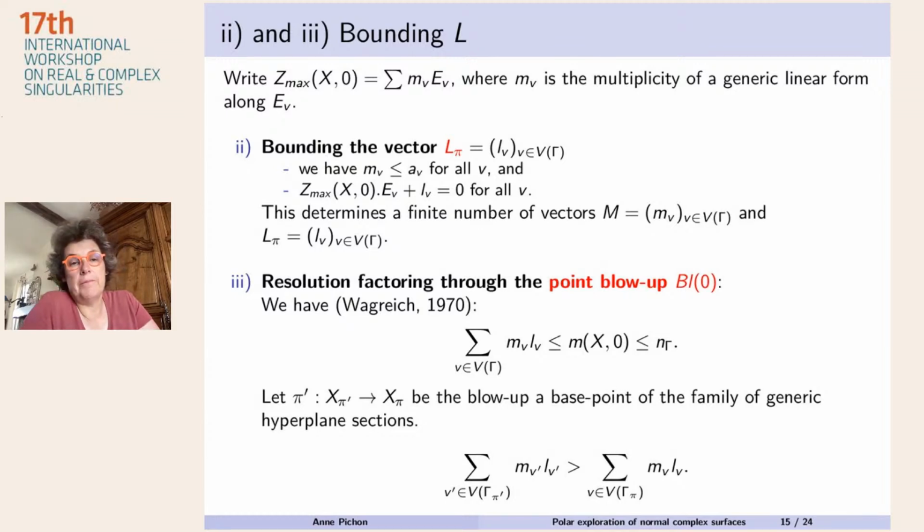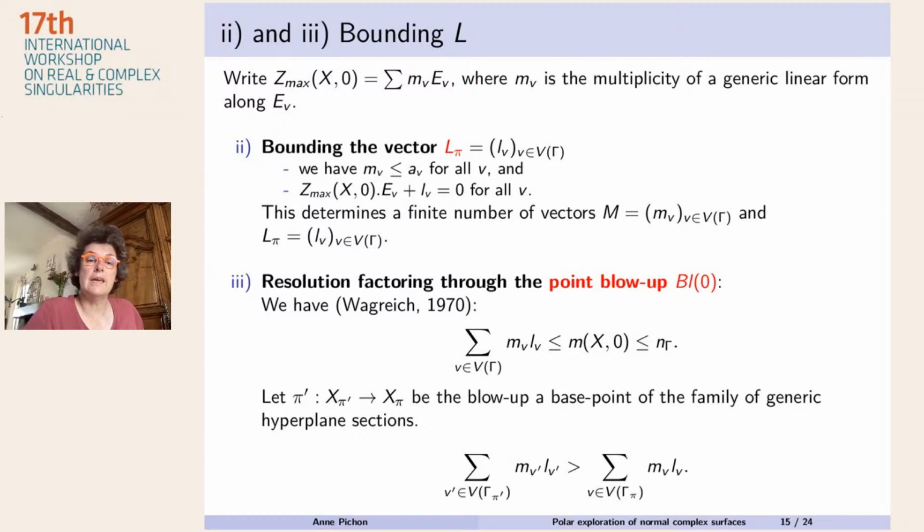Of course, we have that MV is less or equal to AV because AV is the multiplicity of a function f on the graph. And then for each V, the multiplicity of a generic linear form must be less than the multiplicity of any other function on X. So MV is less than AV, so it enables one to bound MV, okay? And so it enables one to bound the amount of possible divisors Zmax.